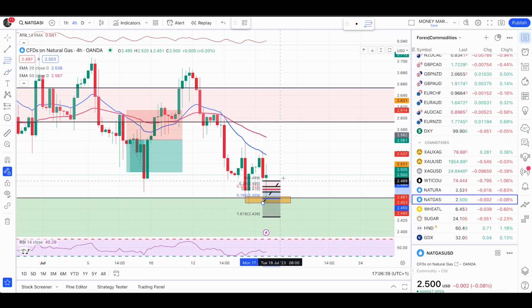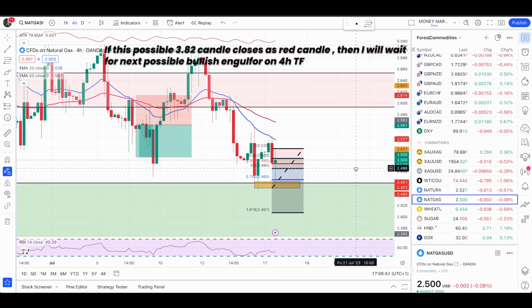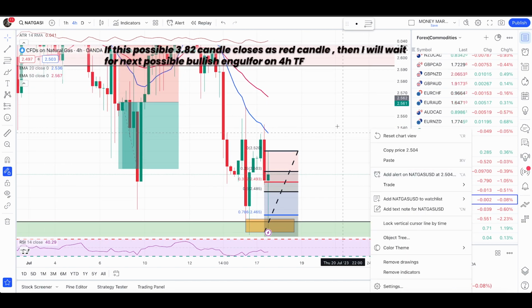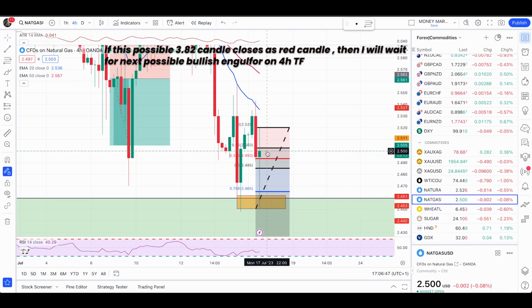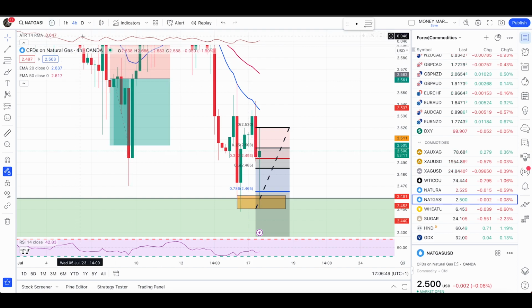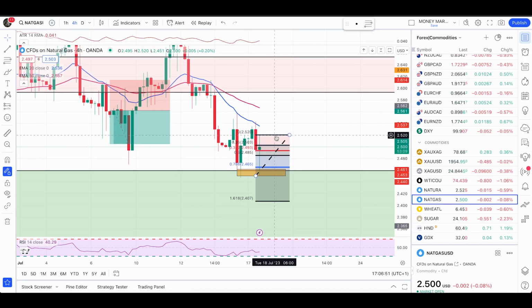If this candle closes as a 382 candle, right here it is a 382 candle for now, but I want to see how it closes. The body must be above the 382 retracement. If that happens, we have a good buy signal for nat gas.